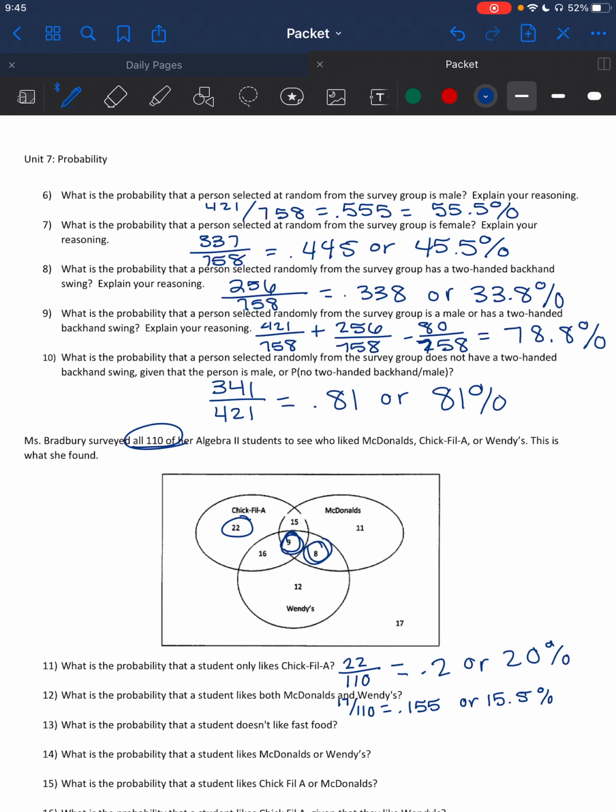How many students do not like fast food? We're just assuming that those 17 people who are not included do not like fast food at all. We already found that decimal.